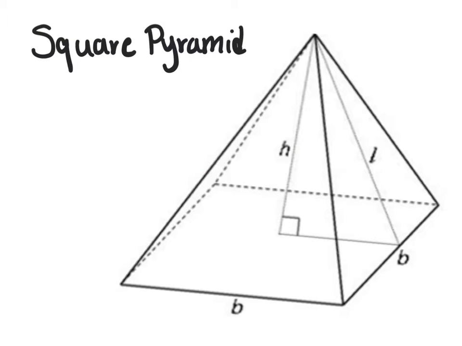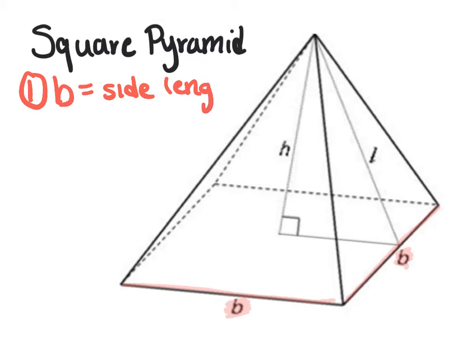Now, in a square pyramid, there are three important things that you have to know. One of the important dimensions is the side length of the base, which for example would be something like this or this. So one key measurement we have to know is B, the side length of the base.